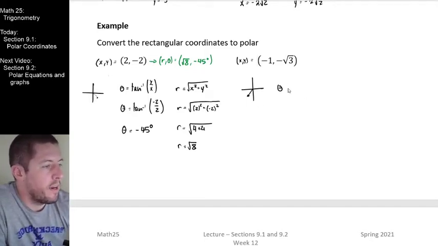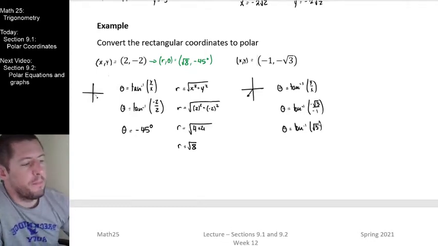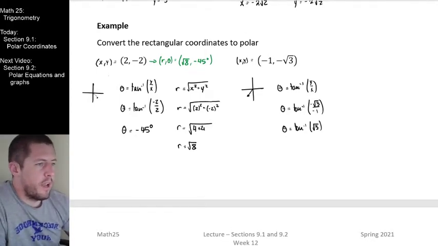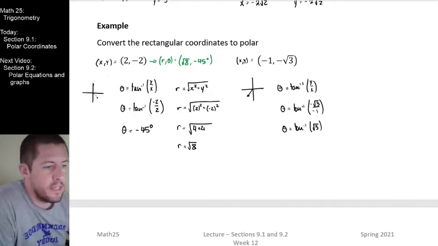So let's do our theta equals tan inverse of y over x. This is going to be theta equals tan inverse of negative root 3 over negative 1. And notice that really this is the same thing as theta is tan inverse of just positive root 3. So what is tan inverse of the square root of 3? In fact, I think this is one of our known values, isn't it? Yeah, it's 60 degrees.